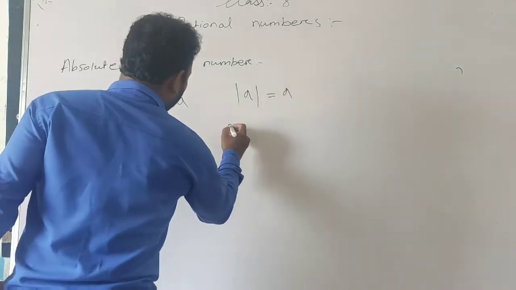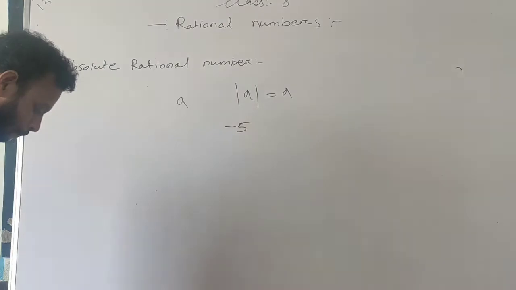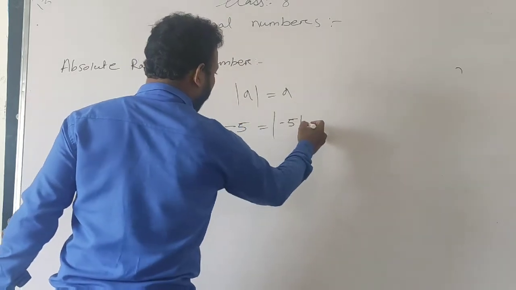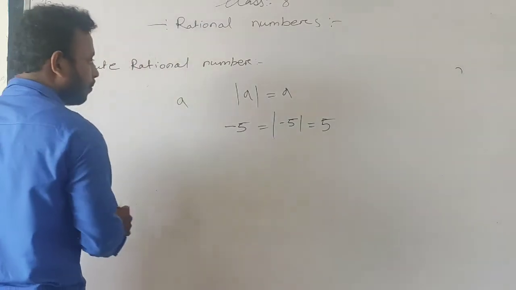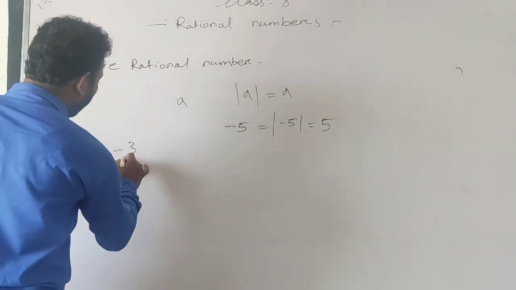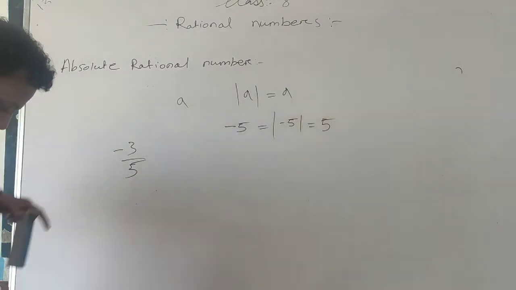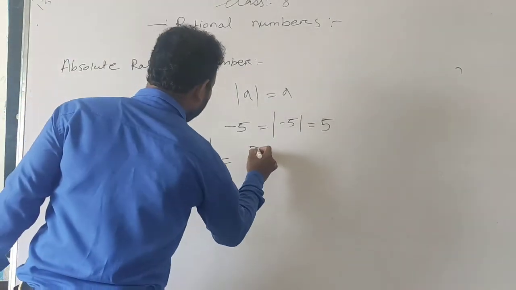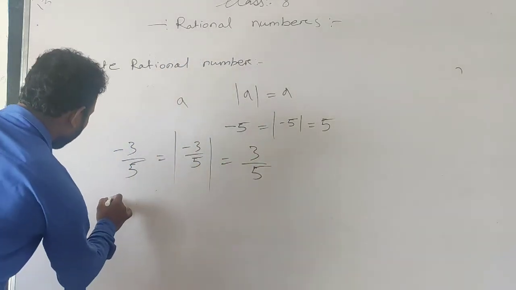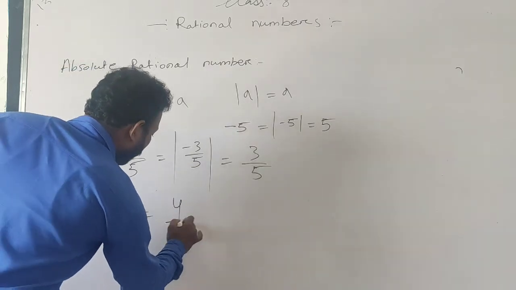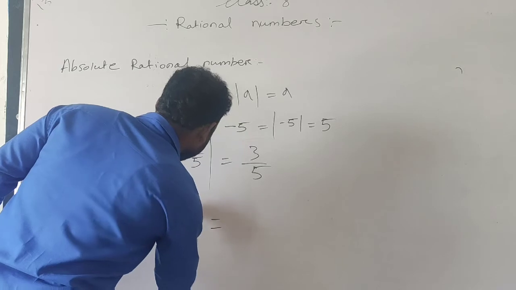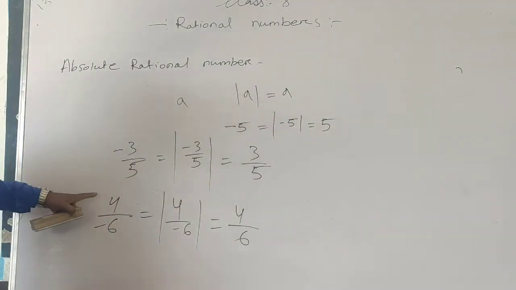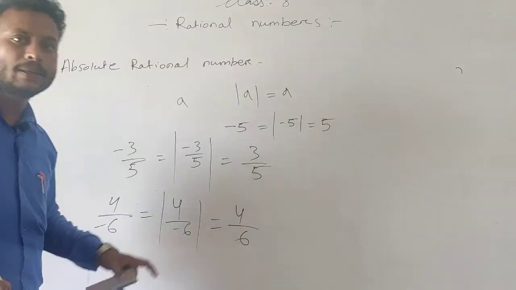Let's take an example: -5. The absolute of -5 is, absolute we say mod. So the mod of -5 will be positive 5. Now a rational number example, -3/5. The absolute value of -3/5, mod of -3/5, equals 3/5. One more example: -4 by -6. The mod of -4 by -6 is 4/6. The absolute value of -4 by -6 is 4/6.